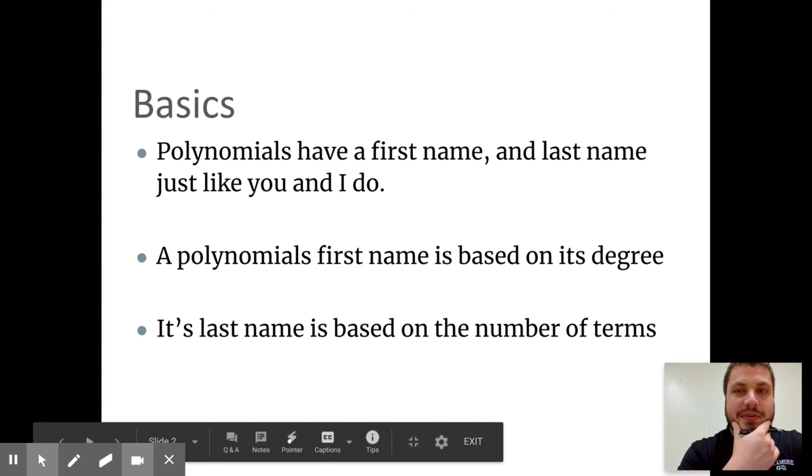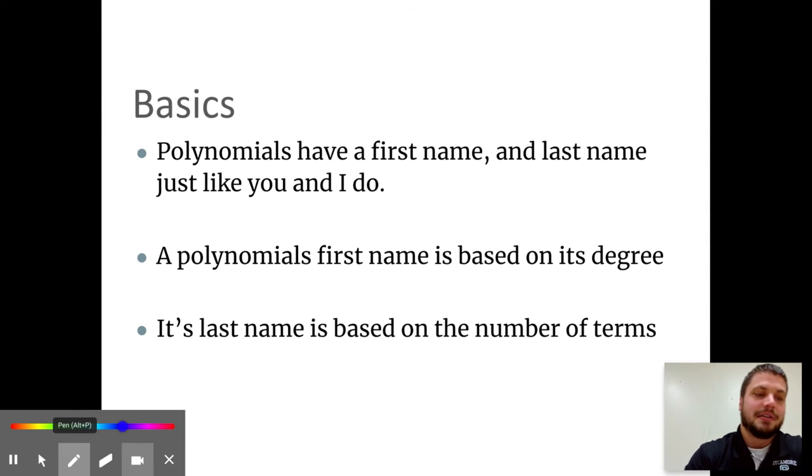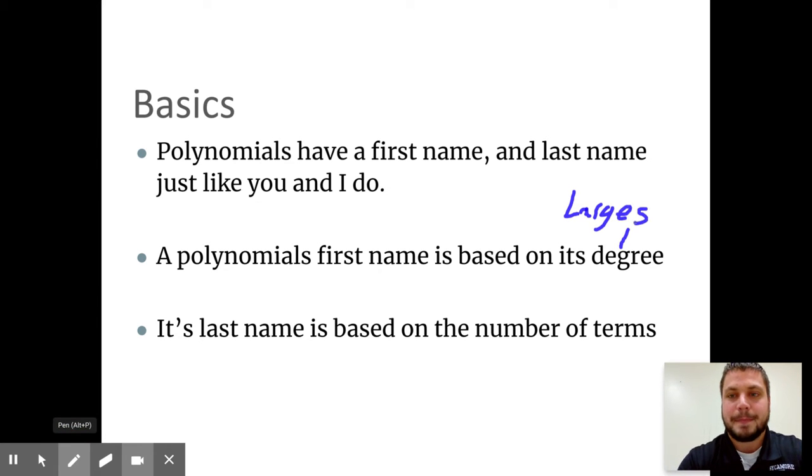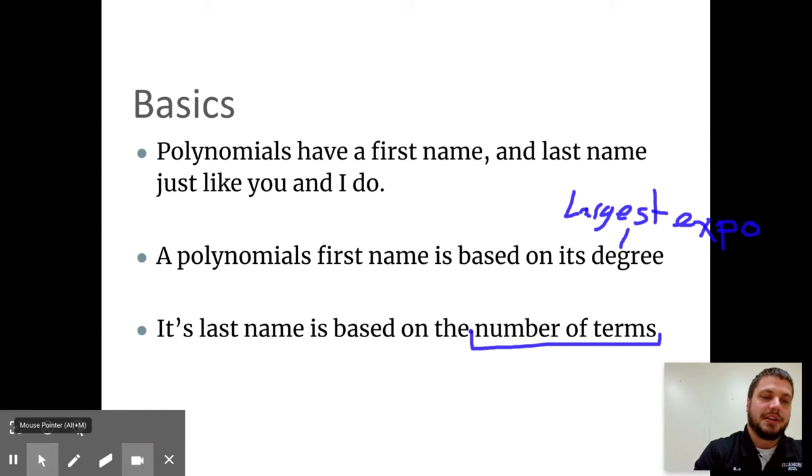All right, so basically here are the basics that we're going to hit on. All polynomials have a first name and a last name, just like people do. A polynomial's first name is based on its degree. The word degree just means their largest exponent. So a polynomial's first name is based on its degree, or its largest exponent. Its last name is based on its number of terms. If you need to pause the video now to write that down, go ahead. All right, we're going to keep moving.